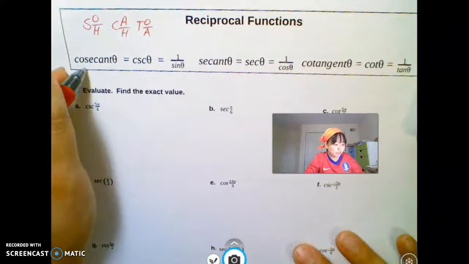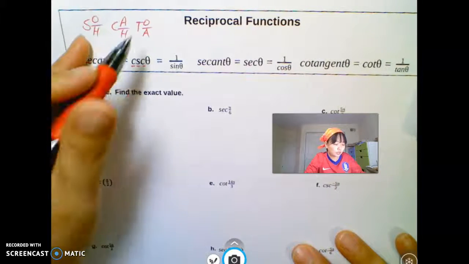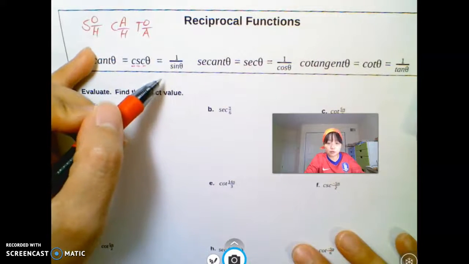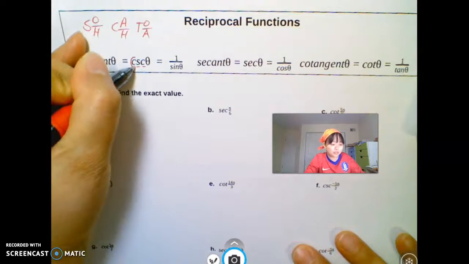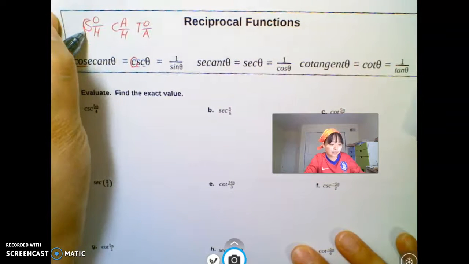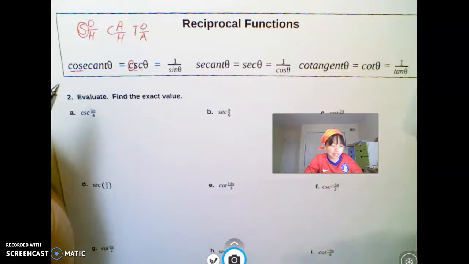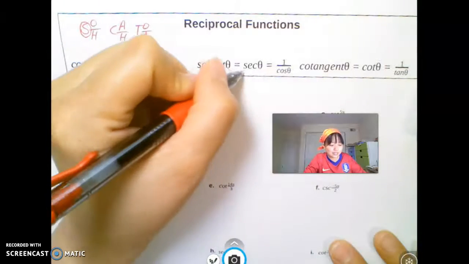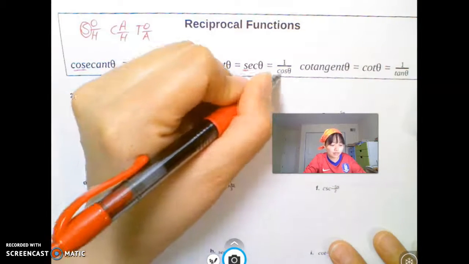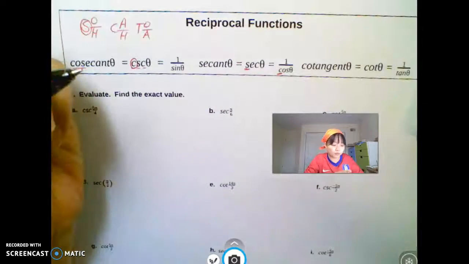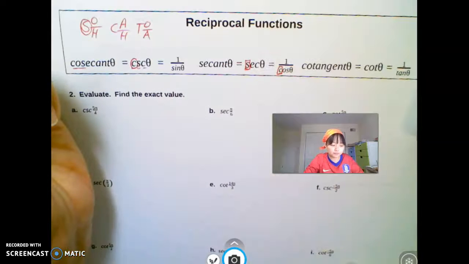So you see cosecant, short for CSC, is actually the reciprocal or flip of sine. So cosecant starts with a C, but it goes with the S, sine. That's how I remember it. Cosecant is C, but it's the flip of sine. Secant, short for SEC, is the flipped or reciprocal of cosine. So secant is S, but it goes with C.